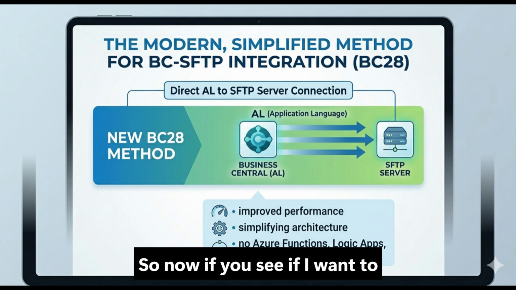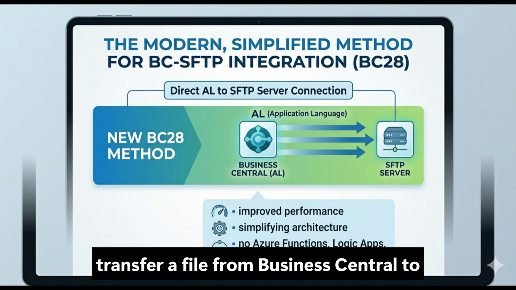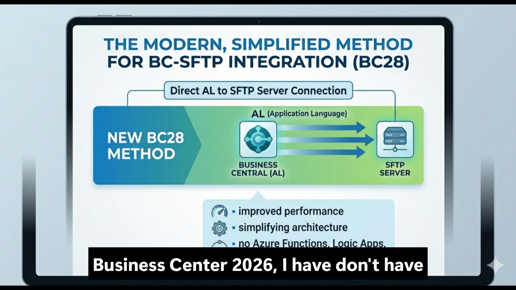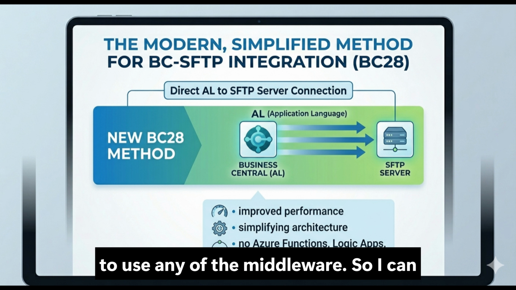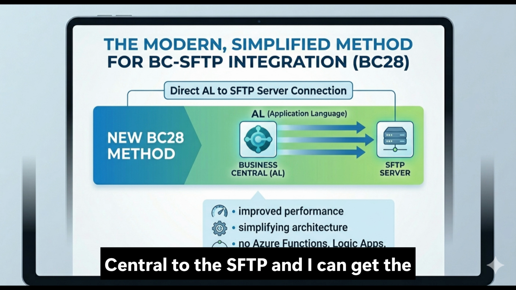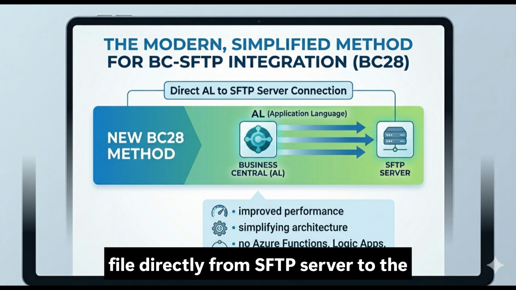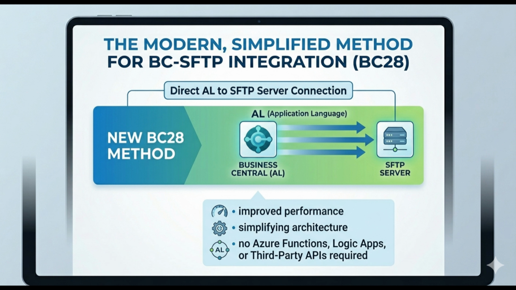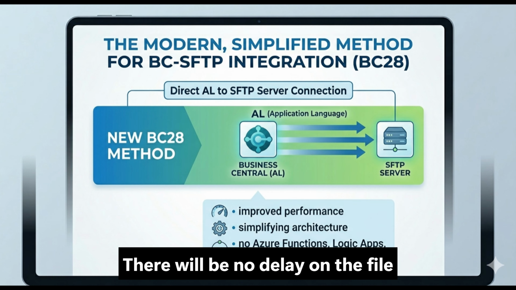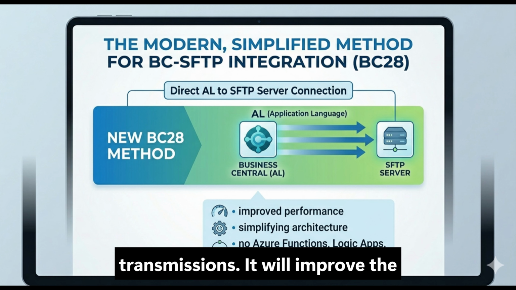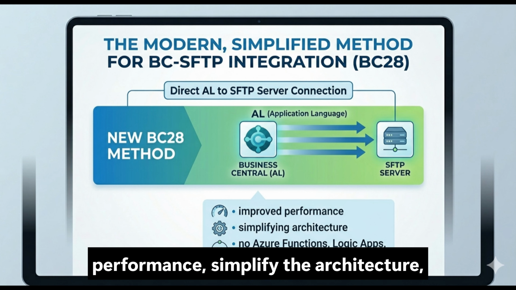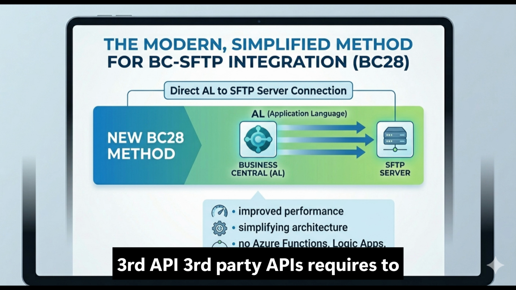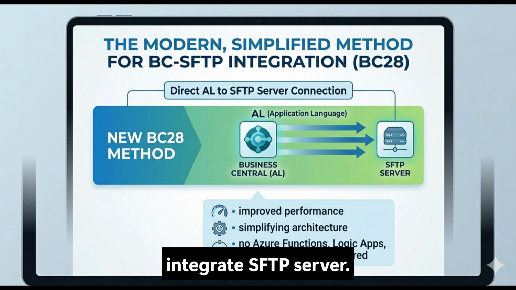implementation. So now if we see, if I want to transfer a file from Business Central to the SFTP server, with the release of Business Central 2026, I don't have to use any middleware. I can directly transfer the file from Business Central to the SFTP, and I can get the file directly from the SFTP server to Business Central. There will be no delay on the file transmissions. It will improve the performance, simplify the architecture, and no Azure Function, Logic Apps, or any third-party APIs are required to integrate the SFTP server.